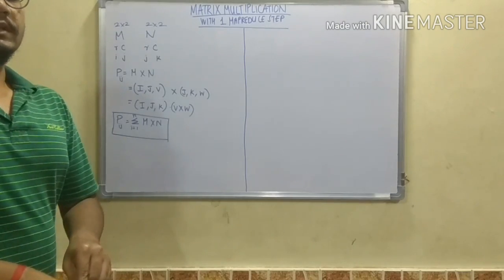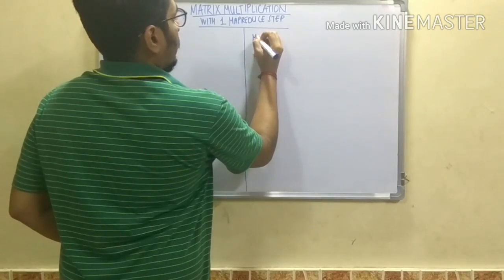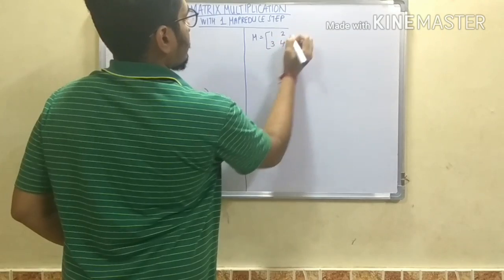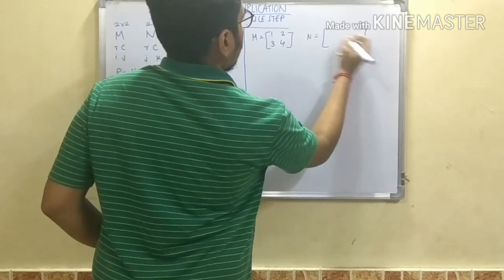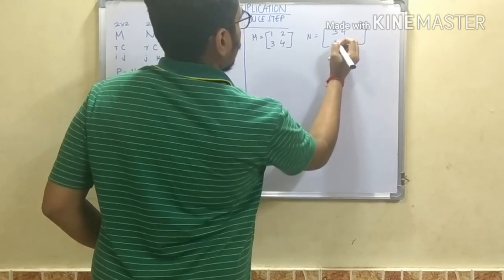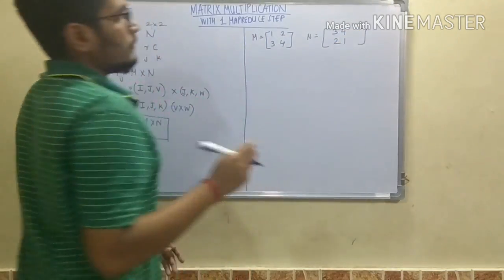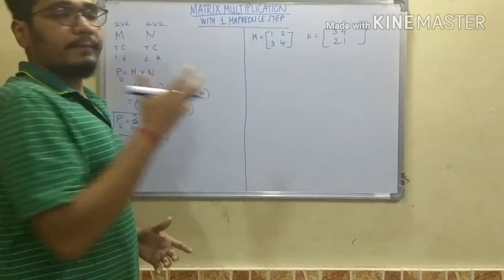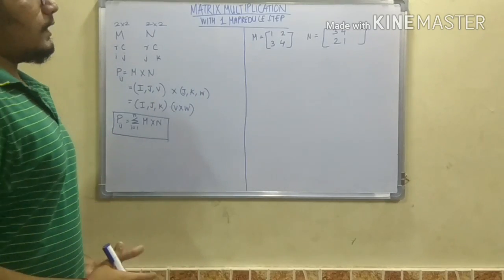To get started, we have two matrices. For M we have 1, 2, 3, 4, and for N we have 3, 4 and 2, 1. So these are the two 2 by 2 matrices, M and N. Now let us solve this step by step.